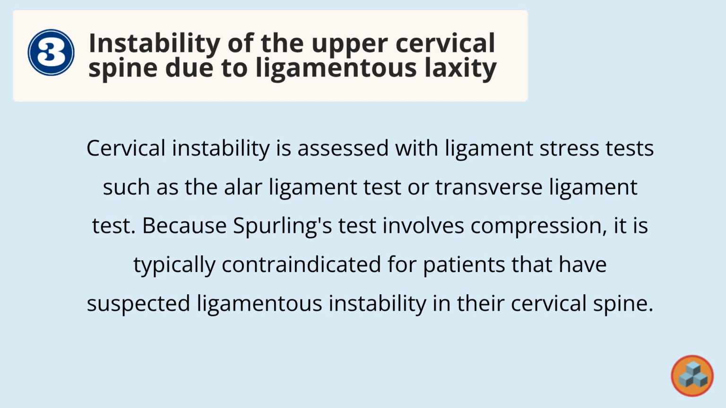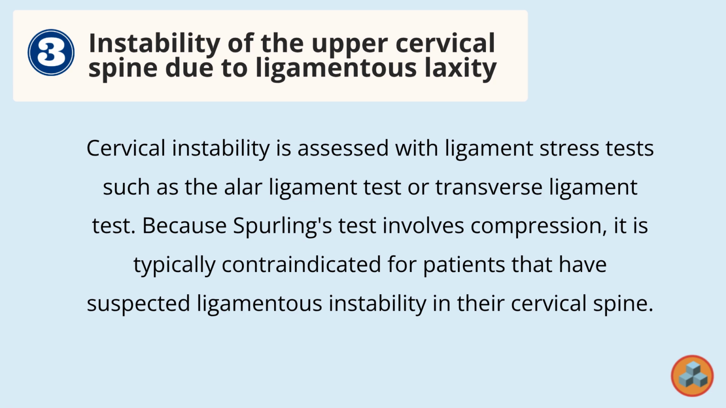Option 3. Instability of the upper cervical spine due to ligamentous laxity. Cervical instability is assessed with ligament stress tests such as the alar ligament test or transverse ligament test. Because Spurling's test involves compression, it is typically contraindicated for patients that have suspected ligamentous instability in their cervical spine.